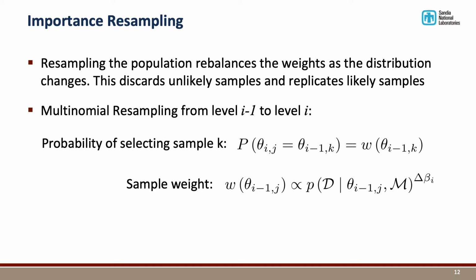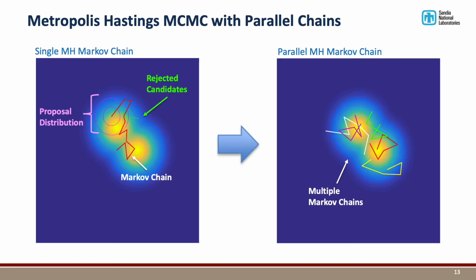This is done by importance resampling. We use the weights and resample the samples according to these weights using multinomial resampling. This rebalances the population and discards unlikely samples and replicates more likely ones. In the last step of a level of ST-MCMC, we take the population of samples found through importance resampling and use each of them to start a Markov chain that explores the intermediate distribution using MCMC.